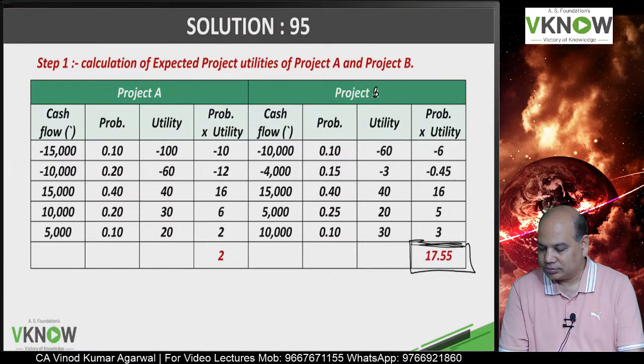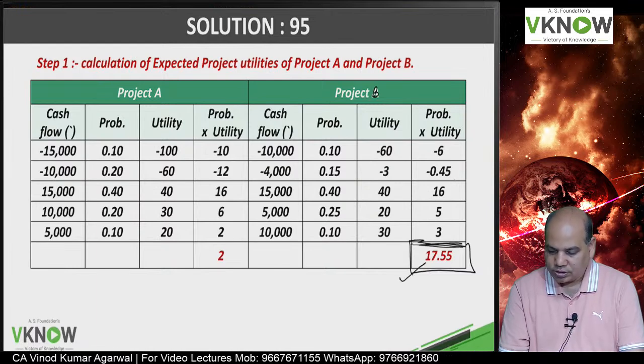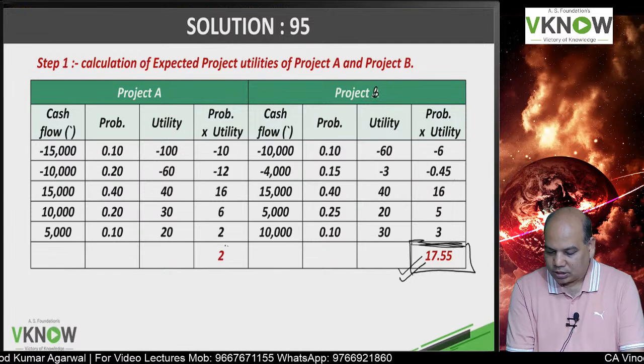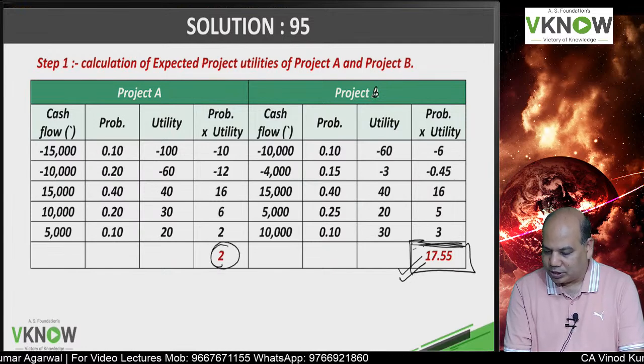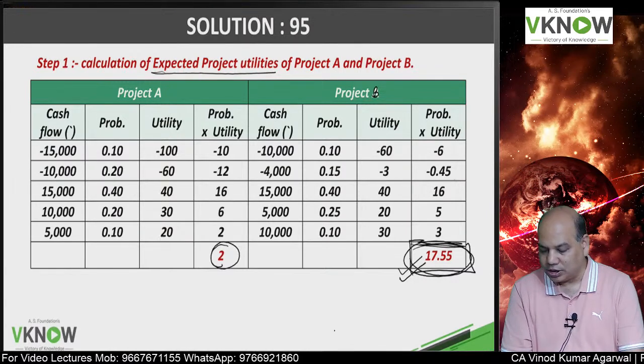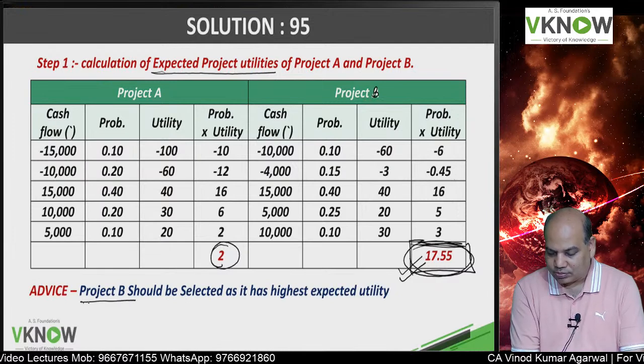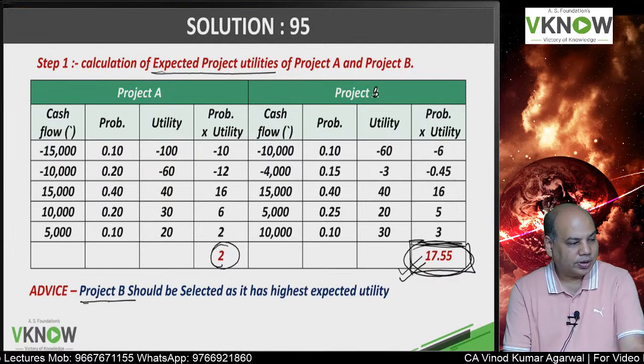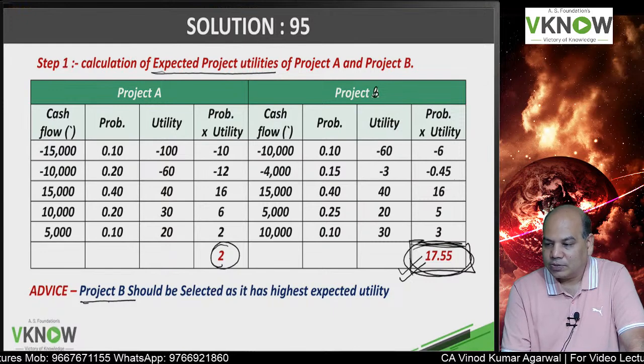17.55 is right. Very good. Everybody got 17.55. So the policy of the company is to select the project which will have highest expected utility. Answer B, write down. Answer project B. Advice, write down project B should be selected.